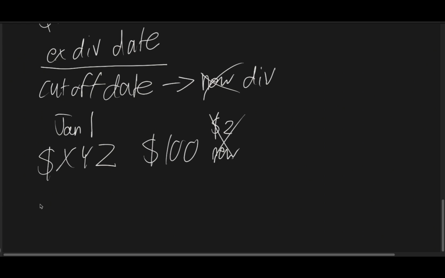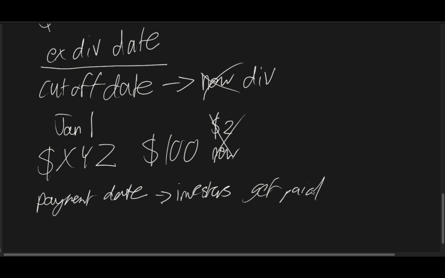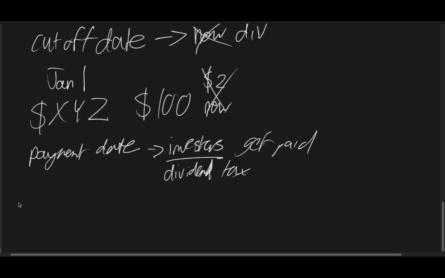And after the X div date is the payment date. The payment date is basically when the investors get paid. But the investors won't even get this exact $2 because there are taxes. It's called dividend tax.